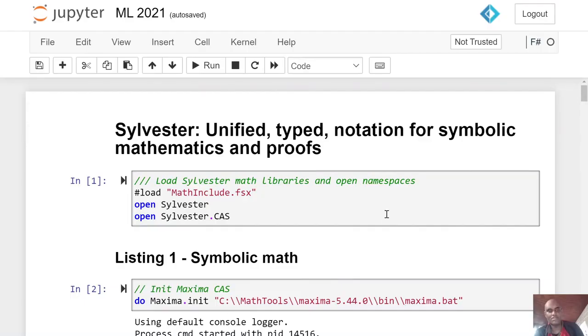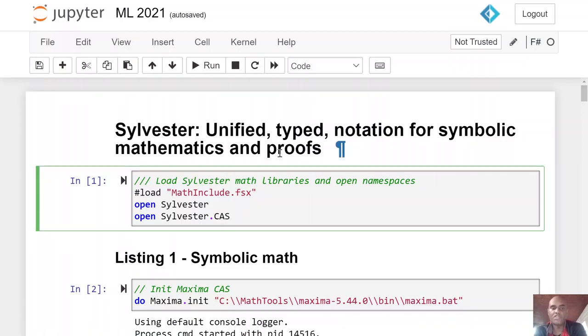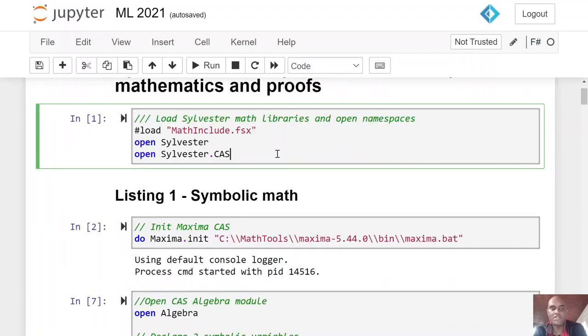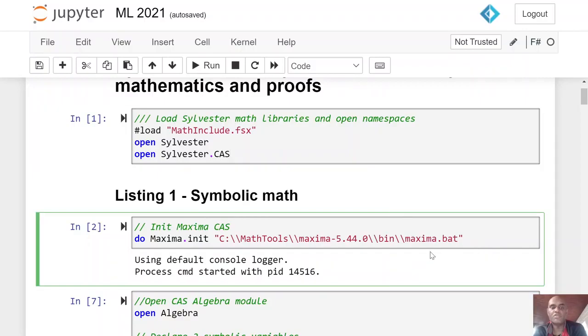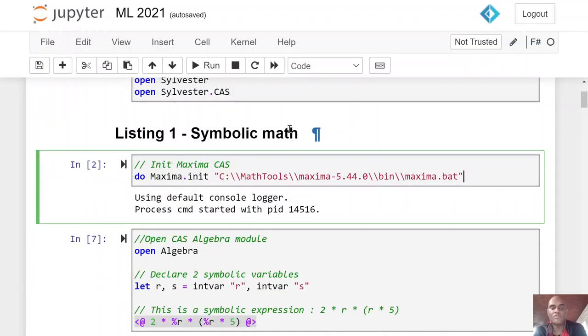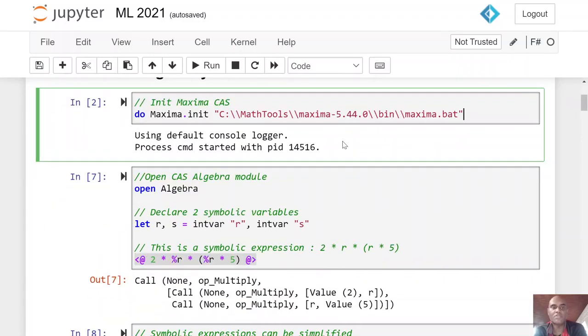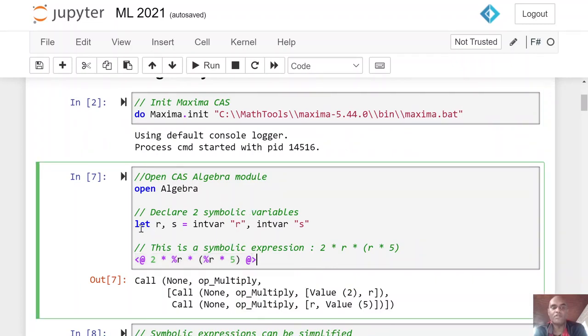So let's look at Sylvester in action. This is a Jupyter notebook running on an F# kernel. We're going to load up the Sylvester libraries in our first cell. The next thing we're going to do is initialize the Maxima class. We want to use Maxima as our computer algebra system, but we want to use F# as the interface to Maxima. So we started the external Maxima process. All we have to do is open up our algebra module. First, we can declare two symbolic variables here we can reuse. Once we declare these variables, we can reuse them.